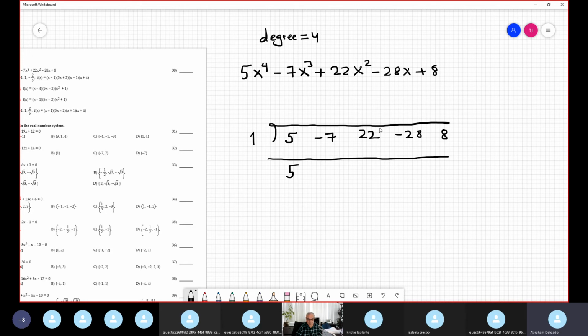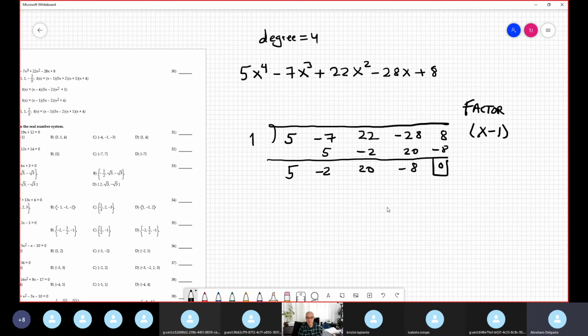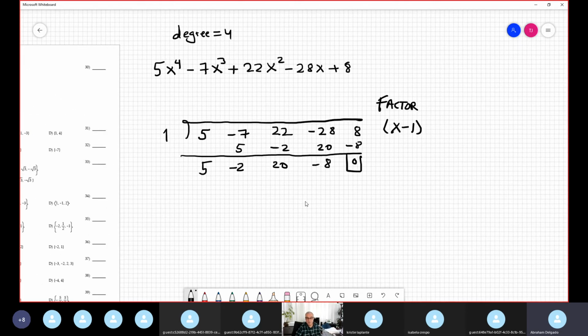Bring down 5. 5 times 1 is 5, and -2. -2 times 1 is -2, and we get 20. 20 times 1 is 20. Then -8 times 1 is -8. 0 remaining, happy. Now I discovered that x - 1 is a factor. This is the factor, and the zero is x = 1.